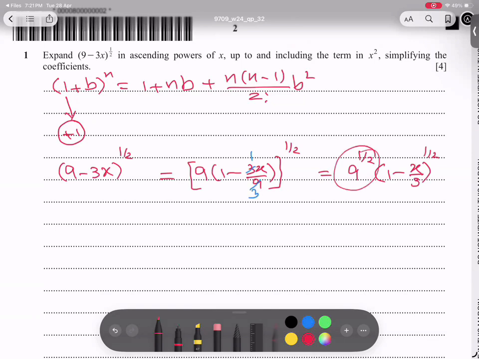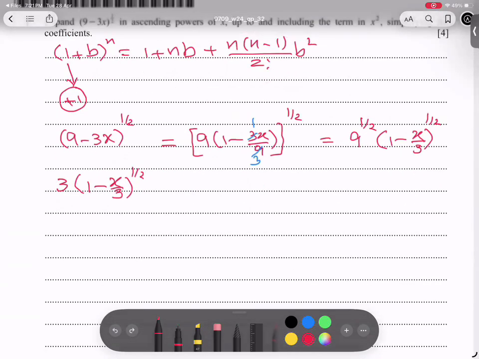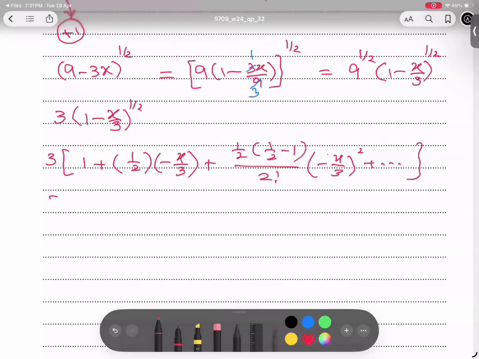So root of 9 is, sorry, 3. So finally I got a 3 outside, inside (1 minus x over 3) to the power half. Okay, so now we are able to apply the formula, and the formula is available on top. So I'm applying it, and the formula is 1 plus nb. N is 1 by 2, and b, don't forget please, has a negative sign, plus n into n minus 1 over 2 factorial into the square of negative x over 3, whole squared. And so on. And this is 1 minus x over 6.